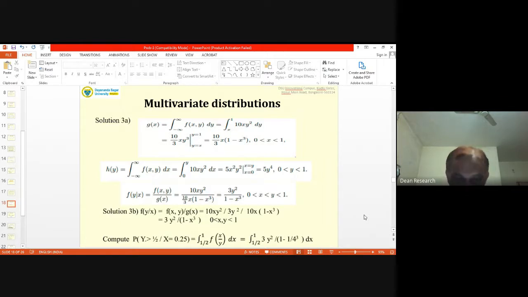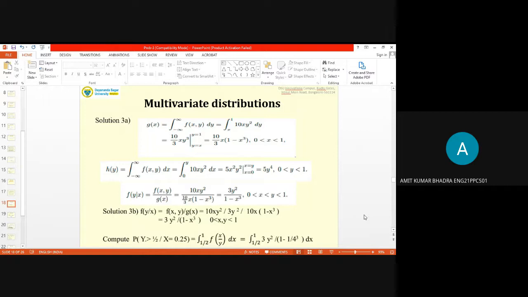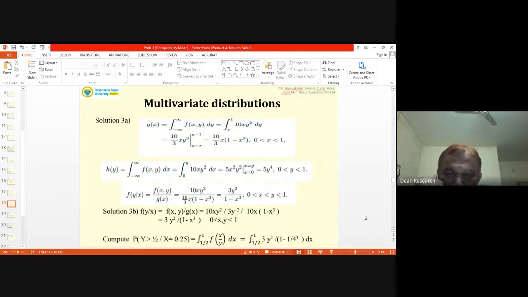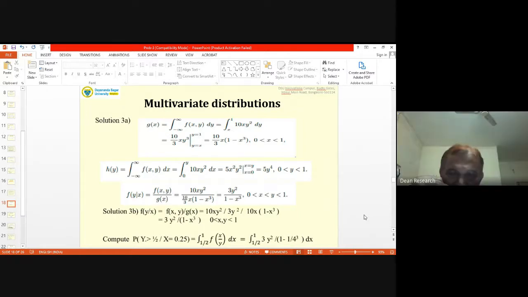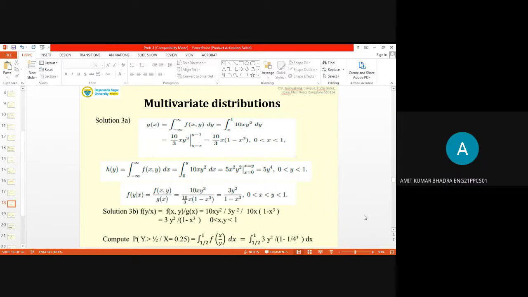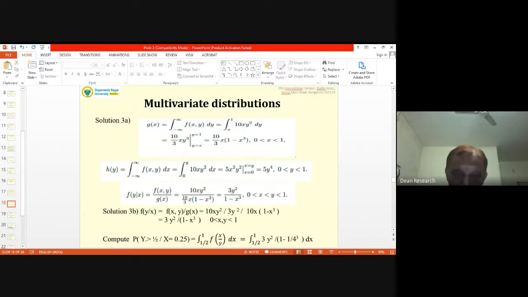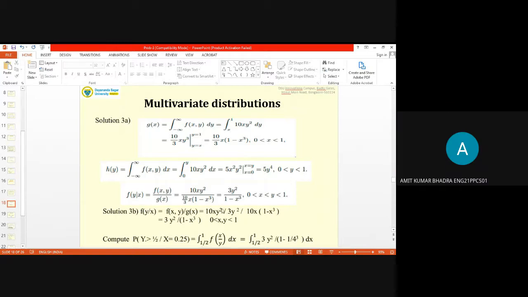You have f of y given x. The same thing is repeated: 3y square divided by 1 minus x cube, which is there in the above formula. Sir, this line where solution 3b, that continuous line, after the second equal sign, f of x y is 10xy square and g of x is 10 by 3x into 1 minus x cube, right? Where did this 3y square then come from, sir?